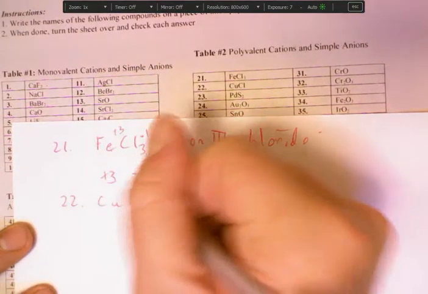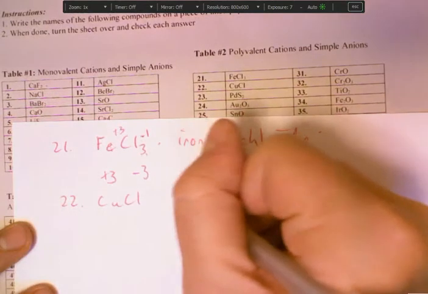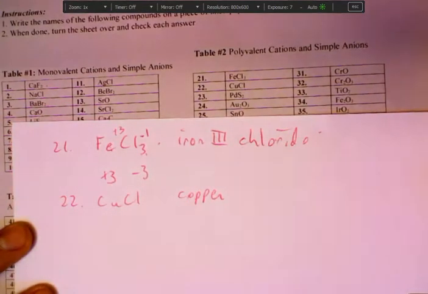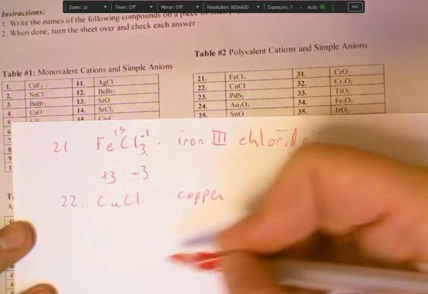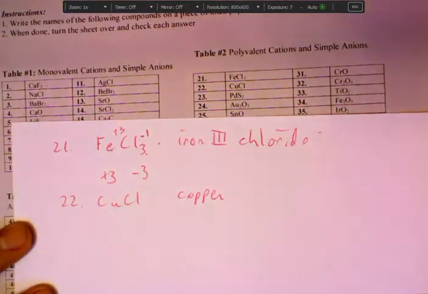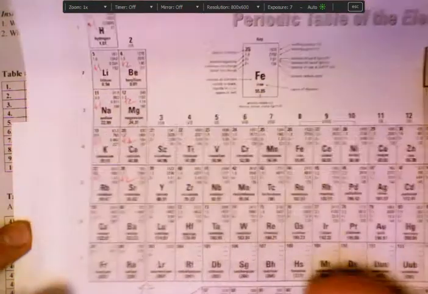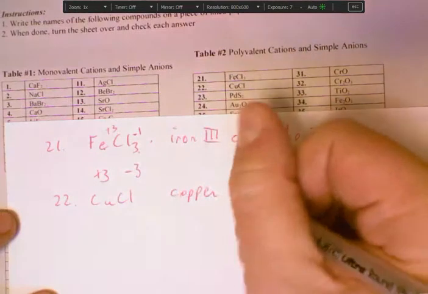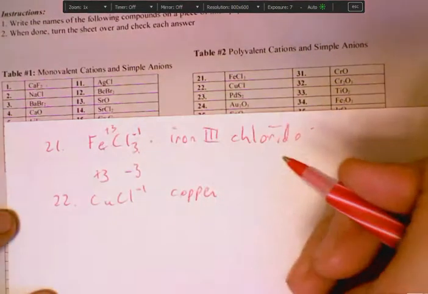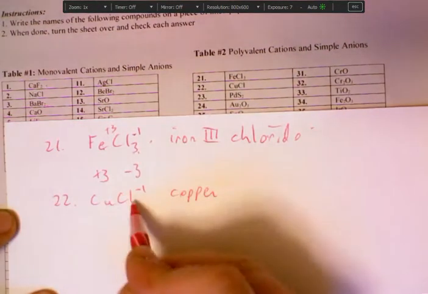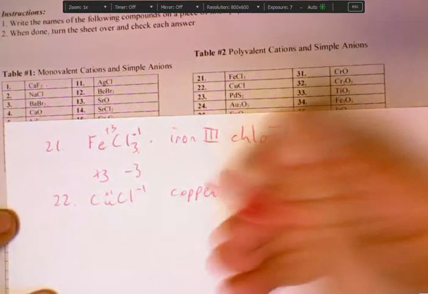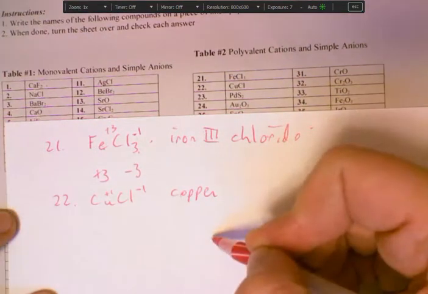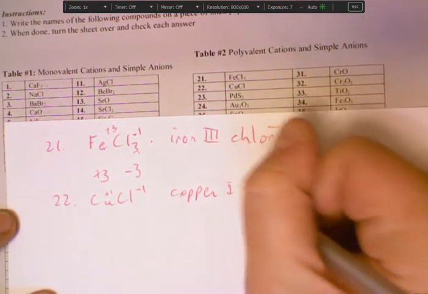So CuCl. Cu is copper. Copper can have more than one charge. You don't even really need to know what they are. On the periodic table, it's one or the other, 1 or 2. Okay. And so we know that chloride has a charge of -1, so we know here the charge on the copper must be +1 to make it equal 0. Remember, all compounds are neutral. So copper 1 chloride.